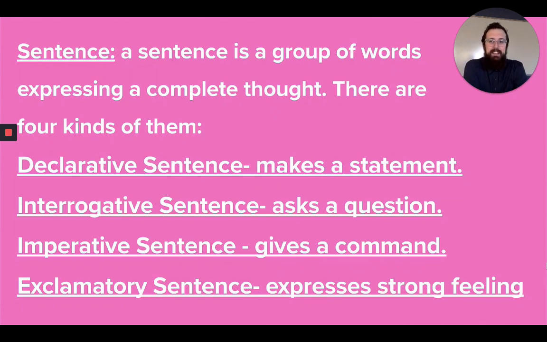And sentences. So a sentence is a group of words expressing a complete thought. There are 4 kinds of them. Declarative sentence makes a statement. Interrogative sentence asks a question. Imperative sentence gives a command. An exclamatory sentence expresses strong feeling.